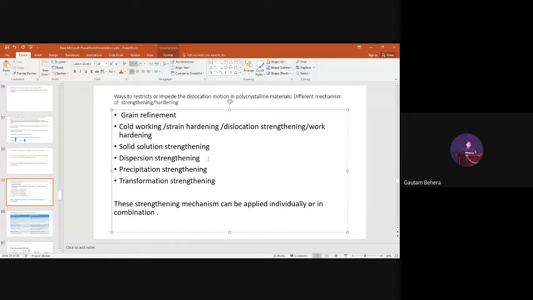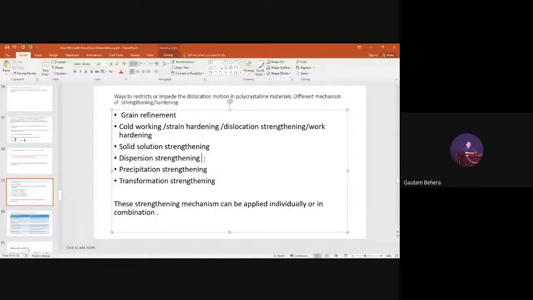Dispersion strengthening. In dispersion strengthening we intentionally add some foreign dispersoids, basically oxides, like titanium oxides and yttrium oxides, into the steels. Precipitation strengthening means generating some precipitates in the matrix, because we have a matrix and precipitates are the second phases, right? And transformation strengthening.